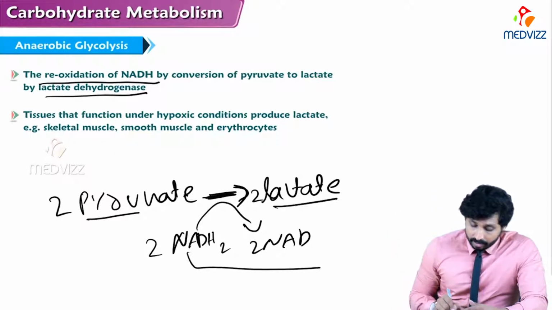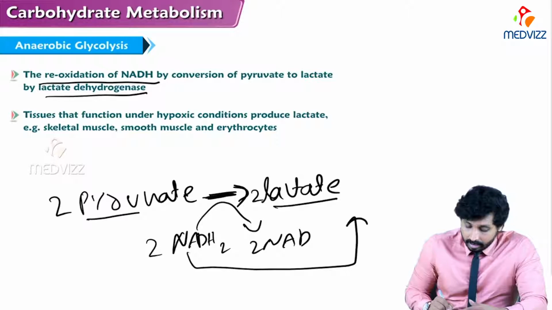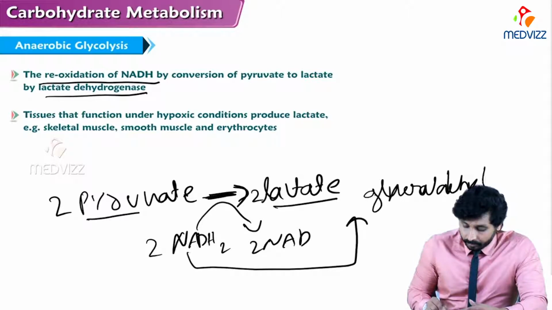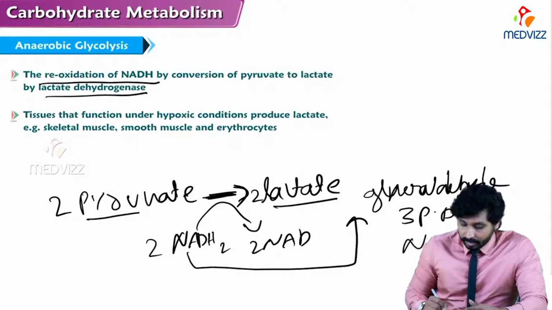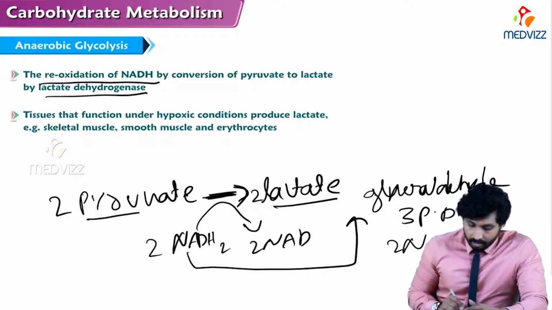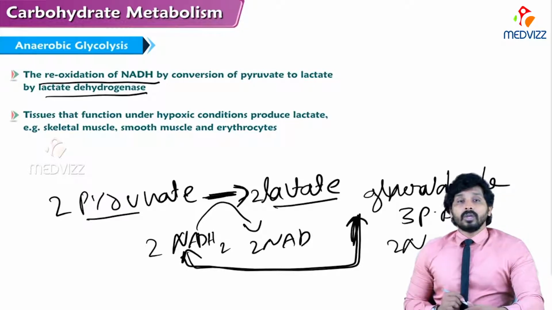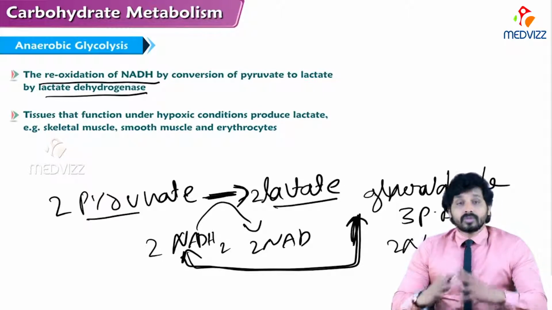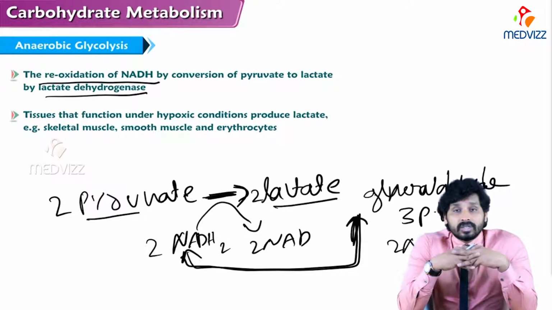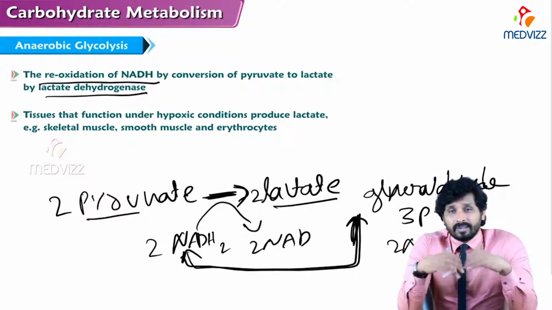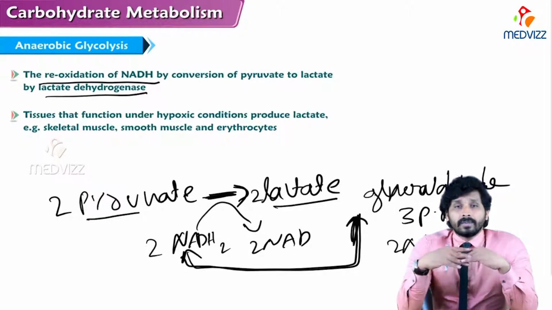And we are all aware of the source of this NADH2: that is glyceraldehyde 3-phosphate dehydrogenase, which produces 2 NADH2. So it is coming from here to here. The tissues functioning under hypoxic conditions, that means where there is non-availability of oxygen, will readily produce lactate.